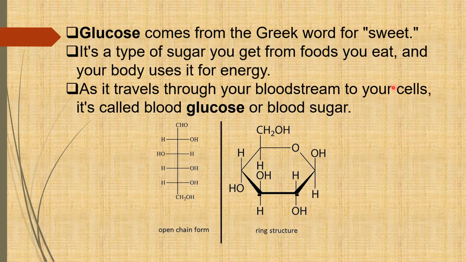Glucose comes from the Greek word for sweet. It's a type of sugar you get from foods you eat and your body uses it for energy. As it travels through your bloodstream to your cells, it's called blood glucose or blood sugar. That is why in the case of diabetes, when you go for testing, they test your blood sugar level, your glucose level. Your BP, blood pressure, is related with your glucose level.